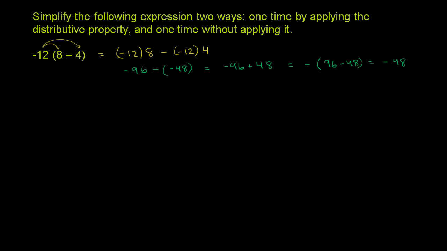Now let's do it without the distributive property. We have a negative 12, and we're multiplying that by 8 minus 4. 8 minus 4 is 4. Negative 12 times 4 is negative 48. So once again, we got the exact same answer.